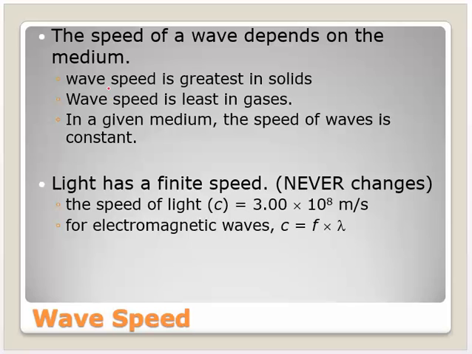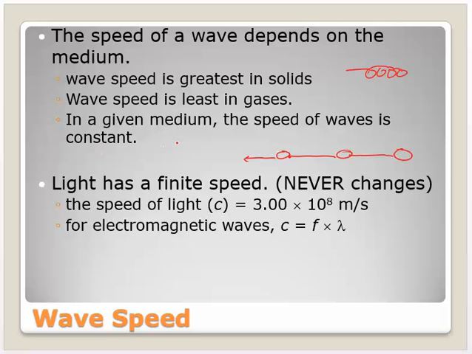But what we find out is that wave speeds are greatest in solids, and that's because the particles are very close to each other. When they make collisions, the energy can travel very quickly. Wave speed is least in gases, and that's because they're very far from each other. They've got to travel, hit this one, this one's got to come over here, hit this one, for that chain reaction to happen. In a given medium, the speed of a wave is constant. So the speed of sound in water is always going to be the same. The speed of sound in air is always going to be the same.